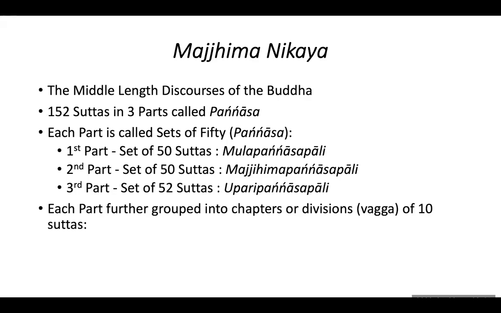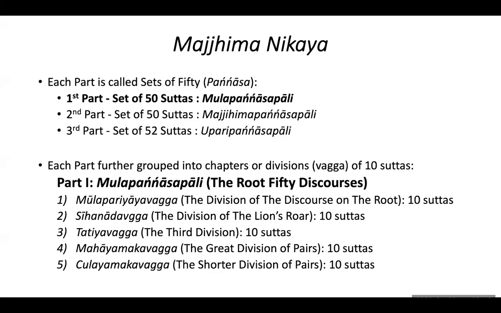5 bhagas also in the third book, Uparipannasa Pali, which means more than 50. So the first book, Mula Pannasa Pali, deals with the first 50 suttas in 5 bhagas, such as Mula Pariyaya Bhaga, Sihanada Bhaga, Tatiya Bhaga, Mahayamaka Bhaga, and Kulayamaka Bhaga.